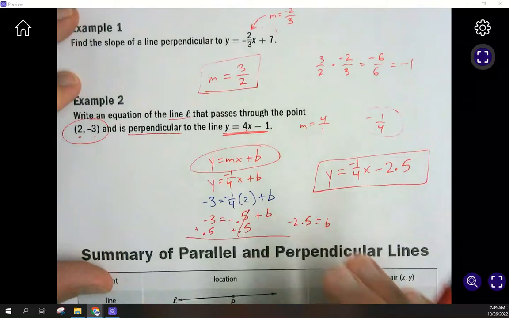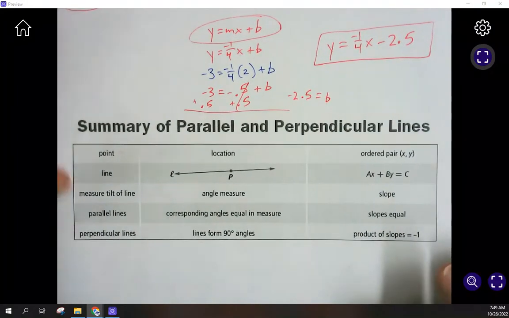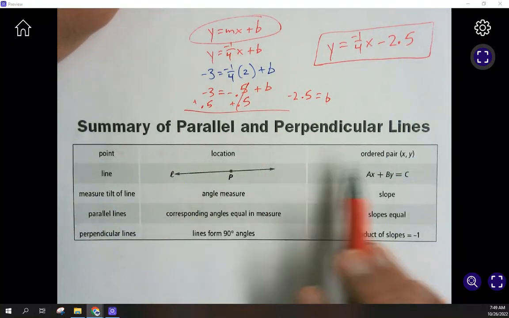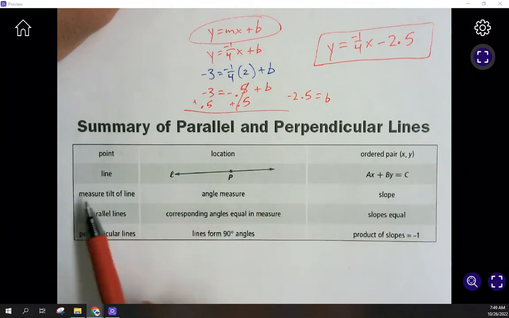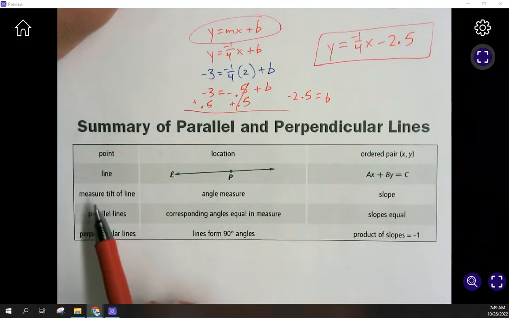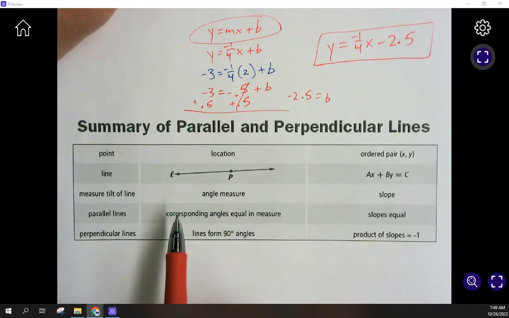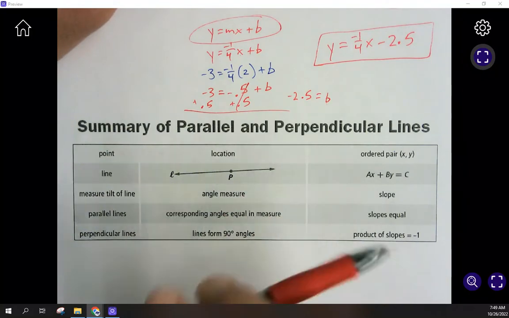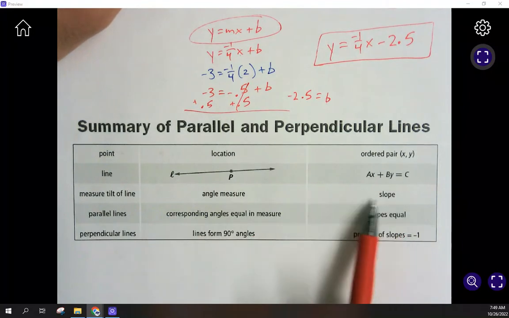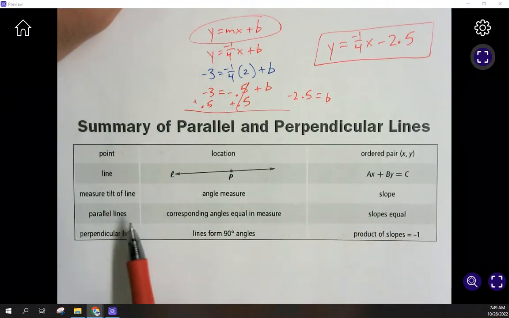All right, and so we will try a bunch of these in your homework. So a quick summary of parallel and perpendicular lines. When you have a point, it marks a location. It's given by an ordered pair. Okay, we know what a line looks like. Equation of a line. The measure of the tilt of a line can be measured with an angle measure. So if we have two lines that are meeting, okay, the angle is going to dictate the tilt of that line, but we can actually find the slope if it's on a graph, and that measures the tilt.